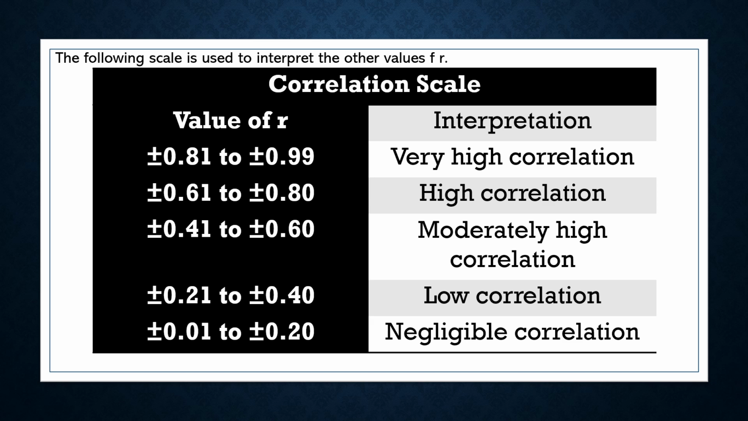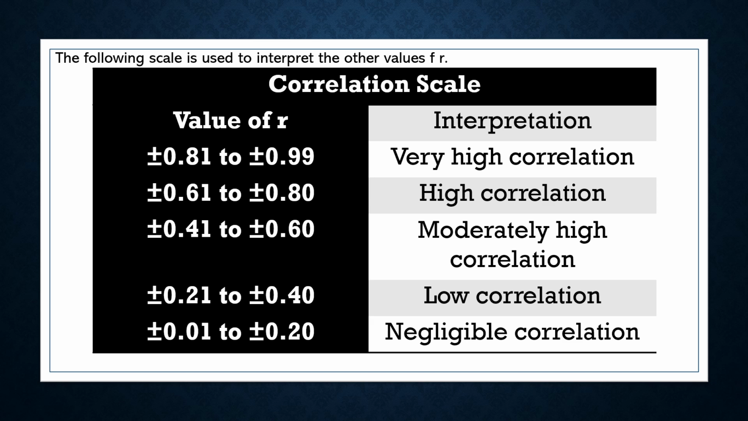For instance, the value of r is equal to negative 0.53. As you can see, negative 0.53 falls on negative 0.41 to negative 0.60. Thus, the interpretation is moderately high correlation. And in order for us to indicate the direction, since that is negative, we can say that we have moderately high negative correlation for that computed value of r.